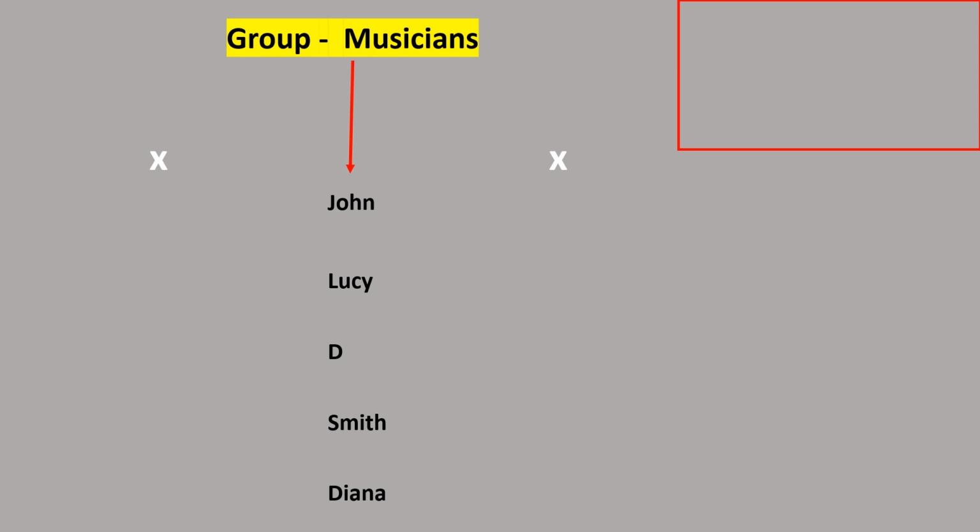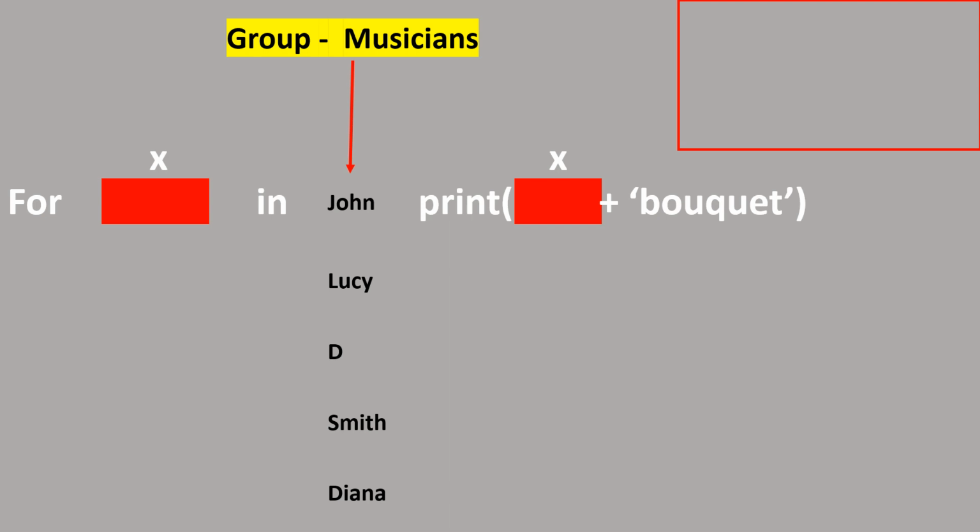So here you see we have been given a group of musicians, and here we have the X, and here we have the X for action. Okay, now the for loop starts on the first element in the given group. So the first element is John. What happens here? It reads John and then it prints John plus bouquet, meaning simply concatenating bouquet with John, and then here you get this output.